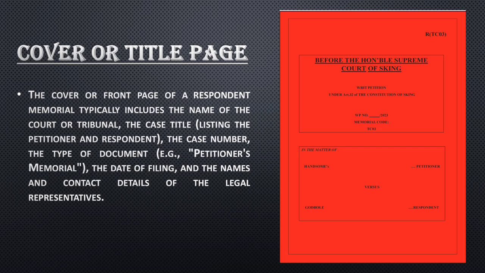Here you can see what this TC03 is. Basically, TC03 is the team code number. Each and every team in a moot court competition is allotted a team code and they have to be identified according to their team code. They are not supposed to reveal their institution name.